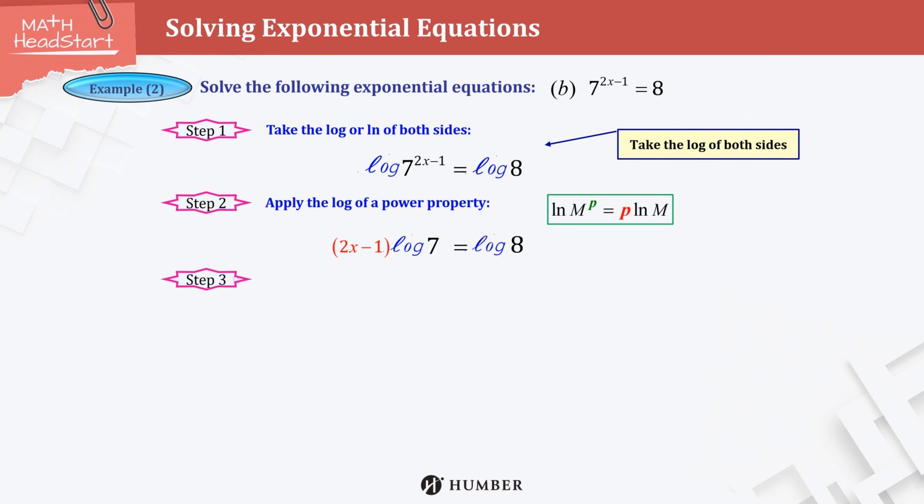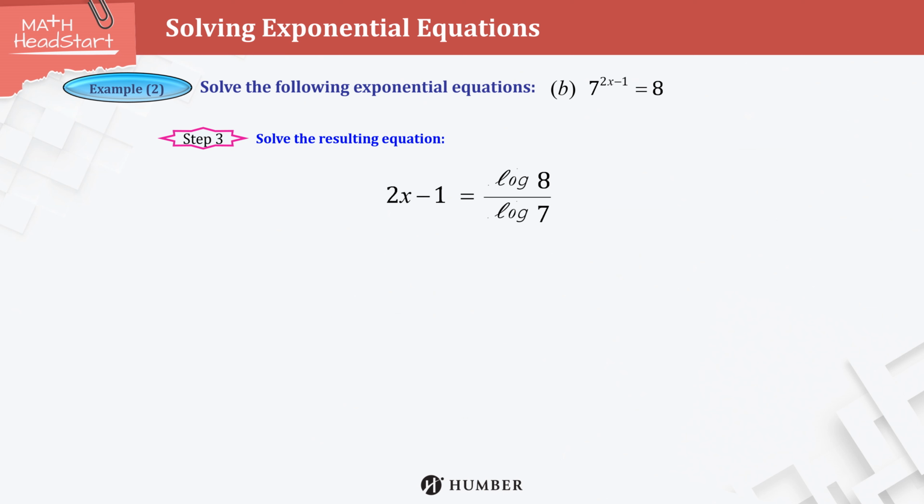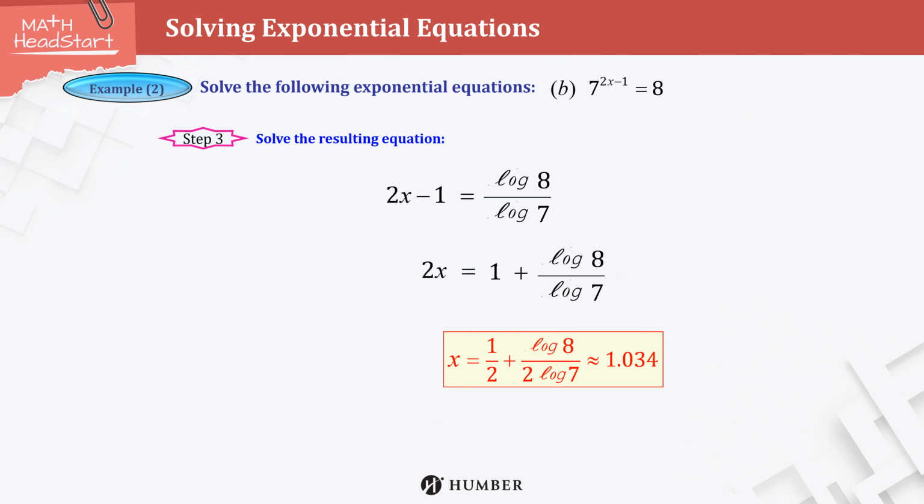Finally, we solve for x. Divide both sides by log of 7 and we get 2x minus 1 equals log of 8 over log of 7. Move the constant negative 1 to the right side. Then divide all terms by 2 to get the solution as shown.